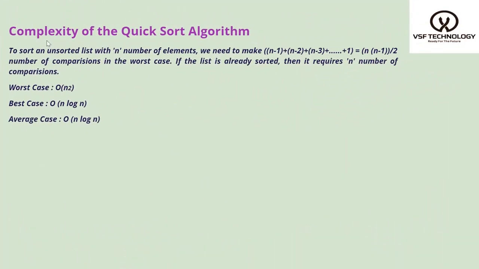Now see the complexity of the quicksort algorithm. To sort an unsorted list with n elements, we need to make n-1 plus n-2 plus n-3 and so on comparisons, which is equal to n(n-1)/2 comparisons in the worst case. If the list is already sorted, then it requires n comparisons. So the worst case complexity is big O of n squared, the best case complexity is big O of n log n, and the average case complexity is big O of n log n.